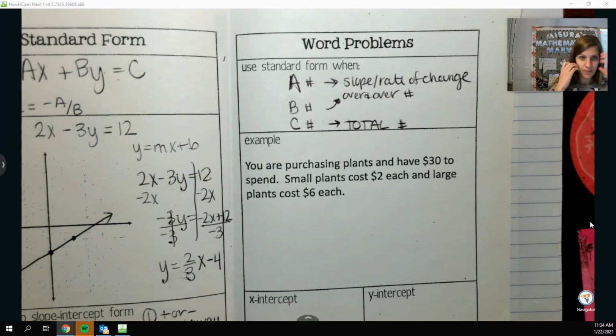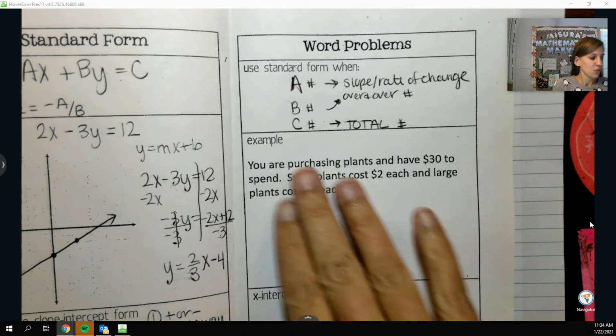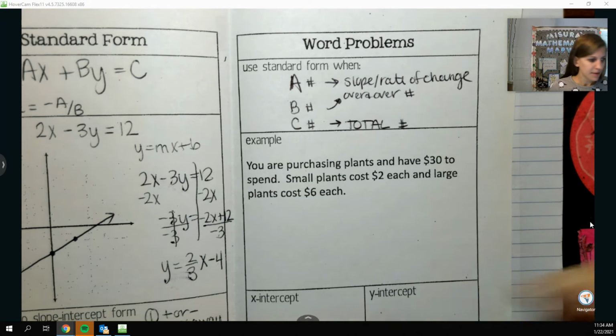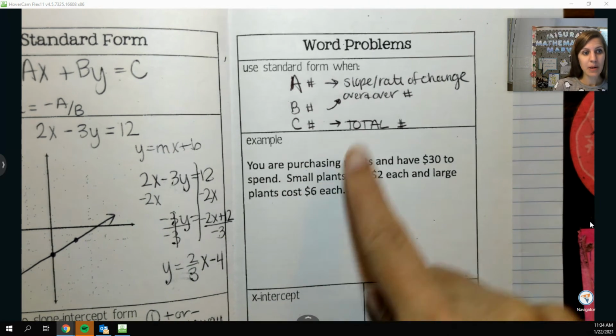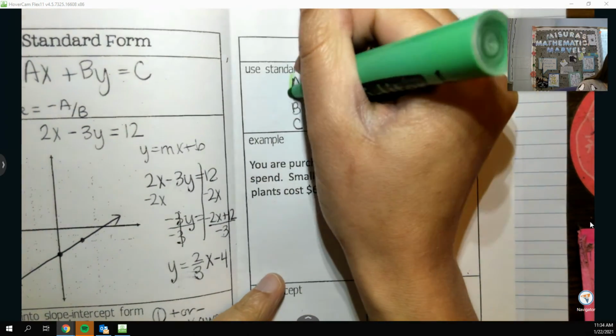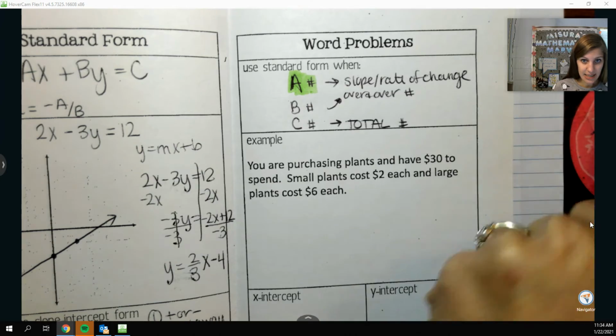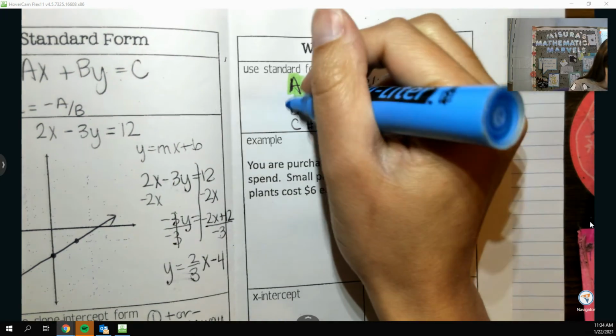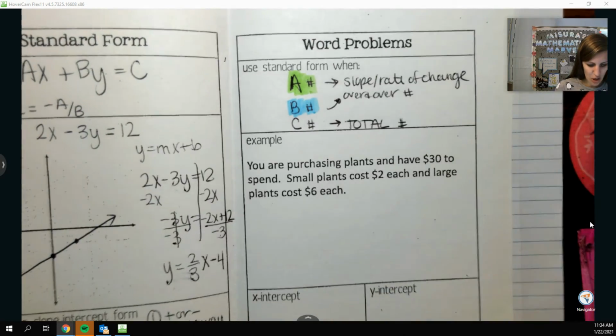So this is a really good example here of, I want colors, I need one more color. Got it. This is a really good example here of a story problem that would use standard form. Okay, so we're going to be looking for a slope number, another slope number, and then a total number.